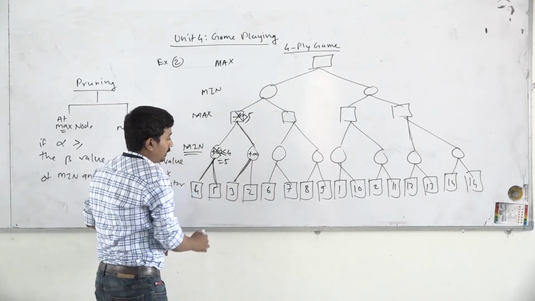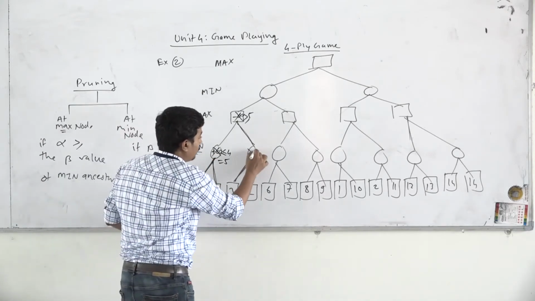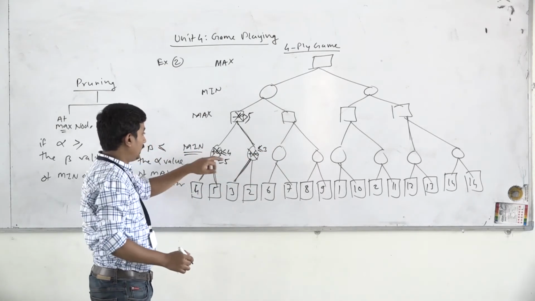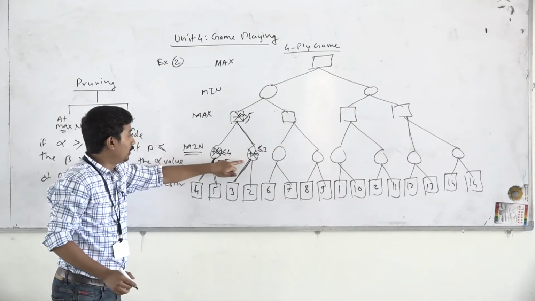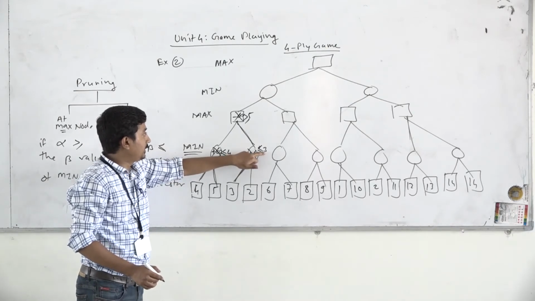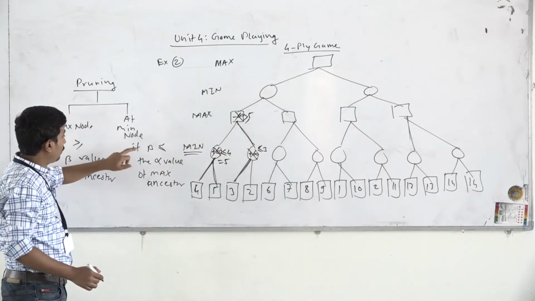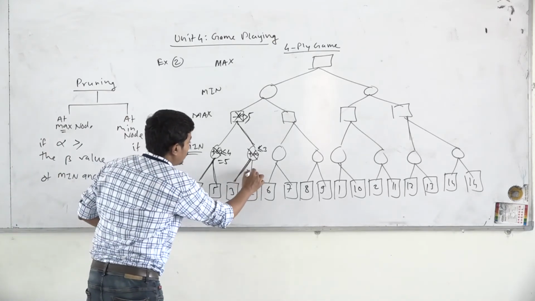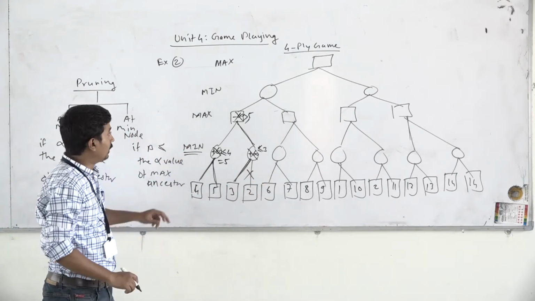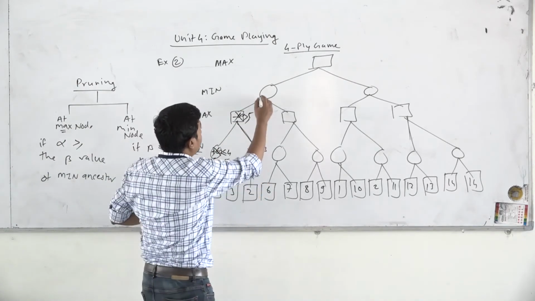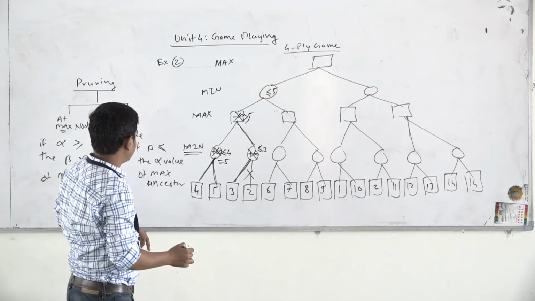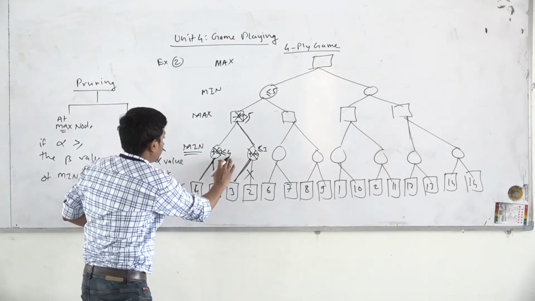Now this node is visited, that is 3, so it will become less than or equal to 3. At this min node, its beta value is less than the alpha value of the max ancestor, so we can cut off. So this is proved. Then we will come here when it is less than 5. So it is 4 here.